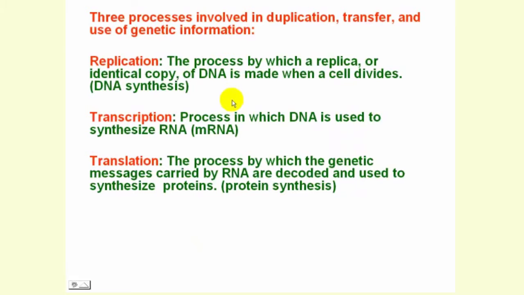Okay, so there are 3 processes that are involved in duplication, transfer, and use of genetic information. First is replication, the process by which a replica or identical copy of DNA is made when a cell divides. This is basically DNA synthesis. Transcription is the process in which DNA is used to synthesize RNA. This is messenger RNA. We'll talk about that later. And then, of course, there's translation, the process by which the genetic messages carried by RNA are decoded and used to synthesize proteins. This is protein synthesis.